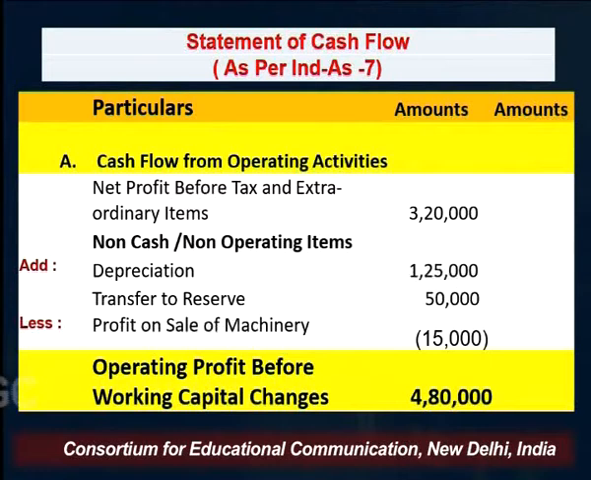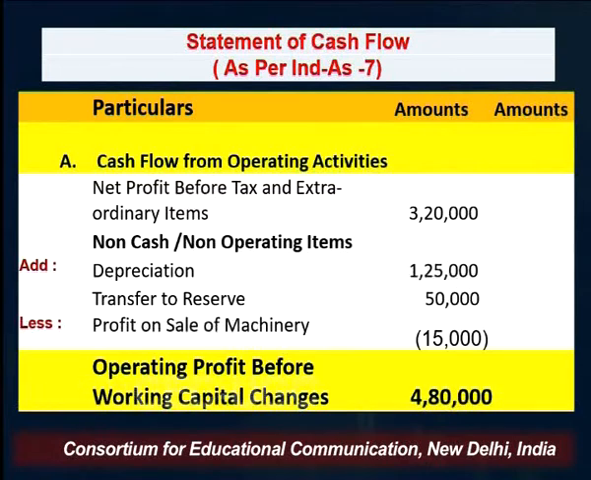Now from the working note we have taken net profit before tax and extraordinary items. This is something I had already discussed in the previous lecture, why we always mention that this profit is before tax and extraordinary items. So do remember, if your question has reported any extraordinary or exceptional item, that shall be disclosed separately. That is why we have written net profit before tax and extraordinary items 3,20,000.